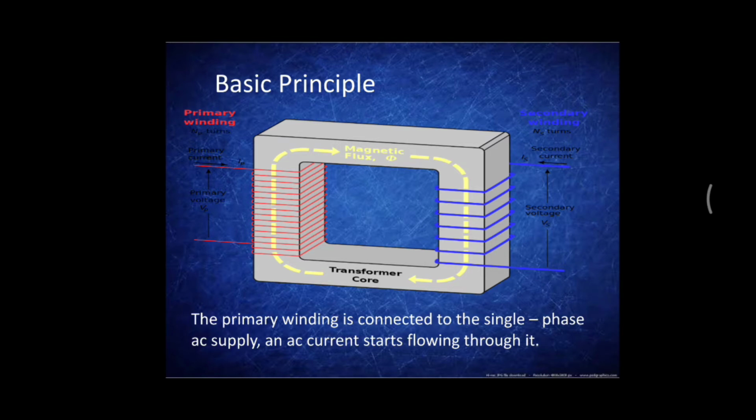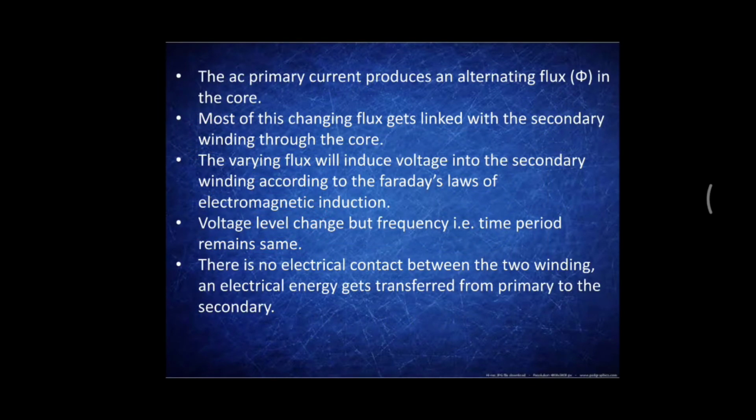First of all, look at the diagram. The diagram shows you the magnetic flux through the transformer core, the secondary winding and the primary winding. So let us talk about the following things. The primary winding is connected to the single phase AC supply and AC current starts flowing through it. The AC primary current produces an alternating flux in the core.